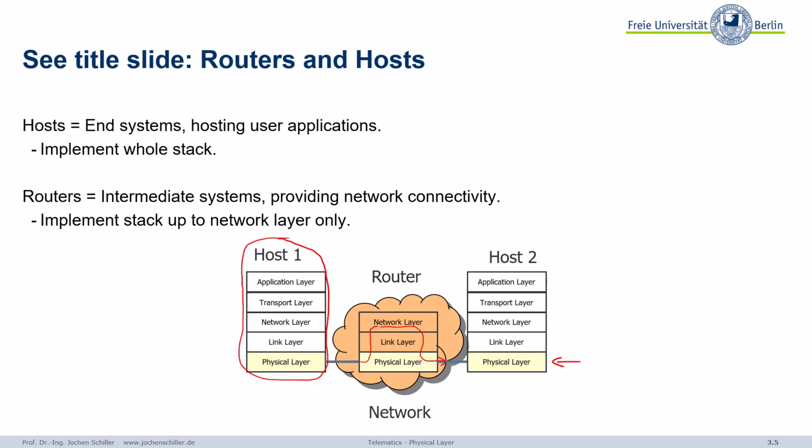We will also learn a bit more about switches. They implement everything up to layer 2, and repeaters only layer 1. So there are different types of intermediate systems. Okay, so hosts, routers, networks, layering. Please do go back to chapter 1 if you're not sure what all this means.